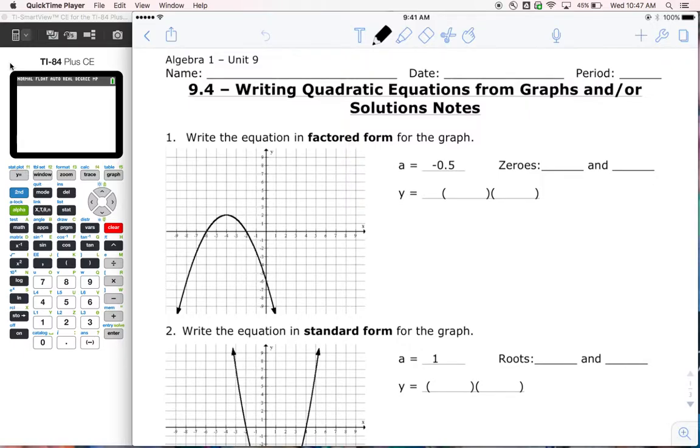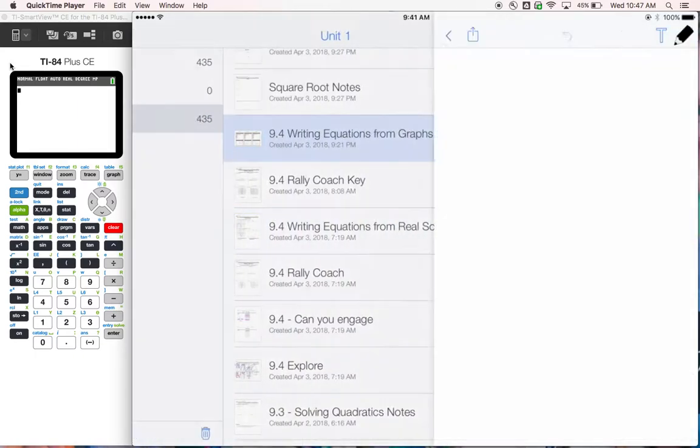9.4, writing quadratic equations from graphs and/or solutions. Here we go. Before we get started on the notes, I need to show you something. I made up a couple of quick examples for you to look at.